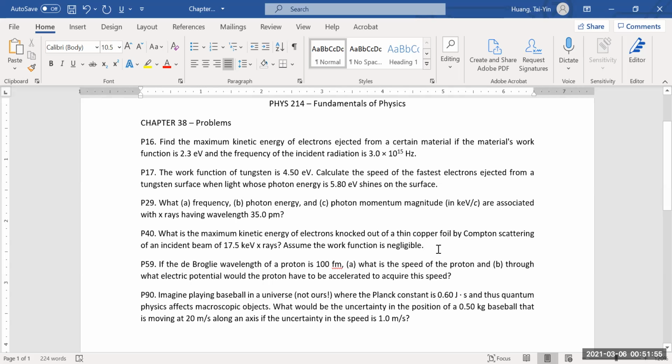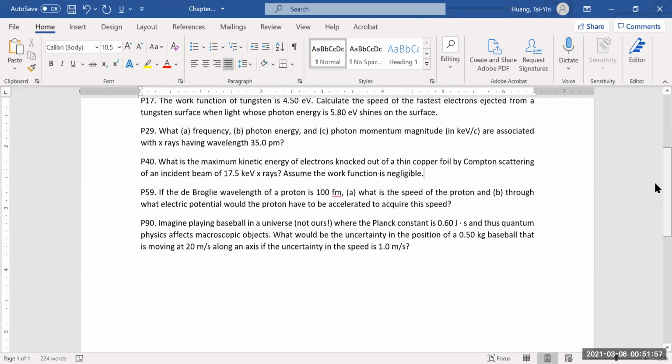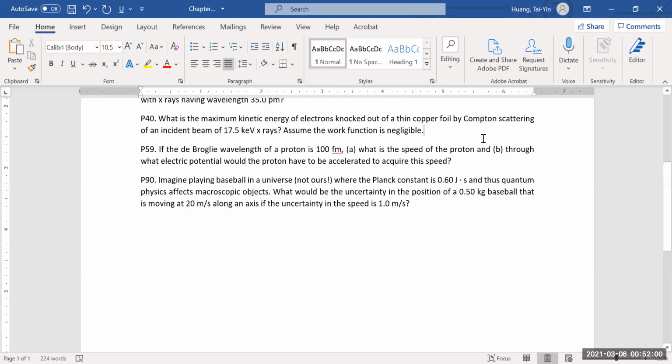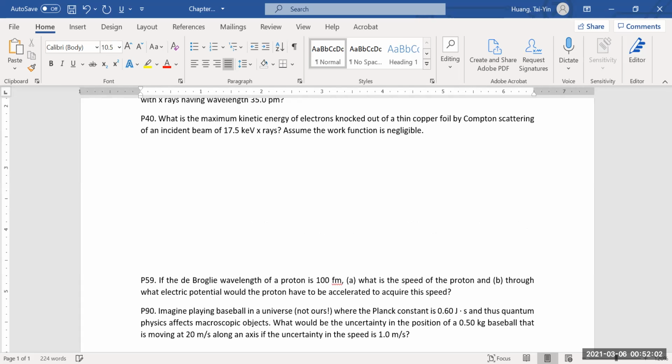The next one I want to do is problem 40. Problem 40 says, what is the maximum kinetic energy of electrons knocked out of a thin copper foil by Compton scattering of an incident beam of 17.5 keV X-rays? Assume the work function is negligible. Because this problem talks about Compton scattering, we're going to use the equation associated with the Compton effect and the Compton experiment.